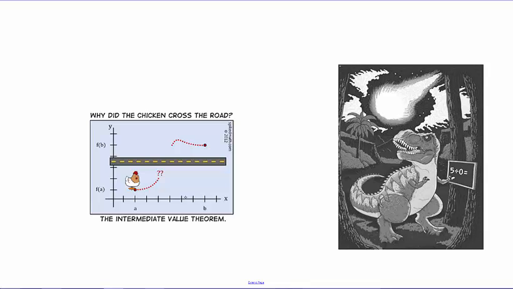And then last but not least, two of my favorite comics here. We have the intermediate value chicken. And this one I just like. See, he divided by 0, and then there's a little comic coming.